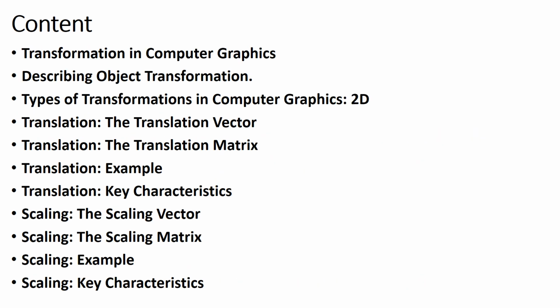Then we study the homogeneous coordinate system and the advantages of using homogeneous coordinates in computer graphics. After that, transformation in computer graphics, describing object transformation, types of transformations in computer graphics, translation, the translation vector, the translation matrix, an example, and key characteristics.